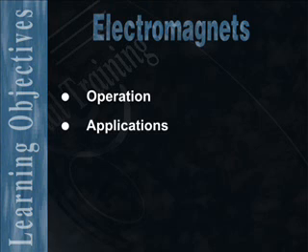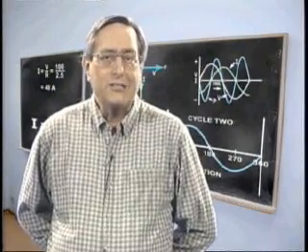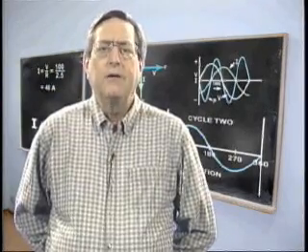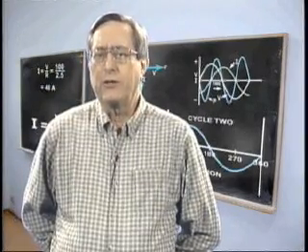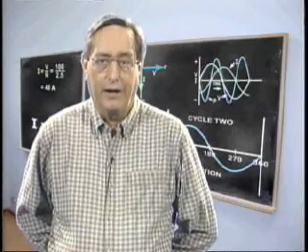In this topic, the operation of electromagnets is presented. Applications of electromagnets, such as solenoids, generators, and motors, are discussed. So we have just been looking at natural magnets and permanent magnets, but what about electromagnets? Well, we did briefly touch on this when we looked at the coil method for magnetization of a bar.